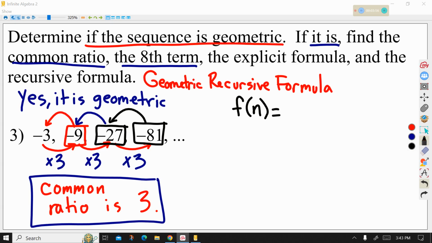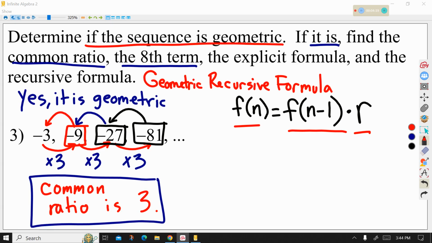So we take the nth value. To get the nth value, we have to take the n minus 1th and multiply that by our common ratio. That's all this is telling us. It's saying, to get the next one, you want to take the one that came before it and multiply it by the common ratio.